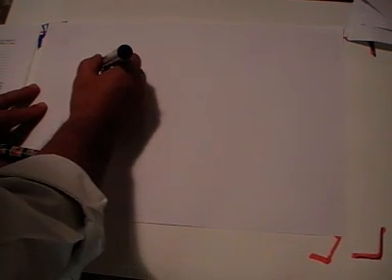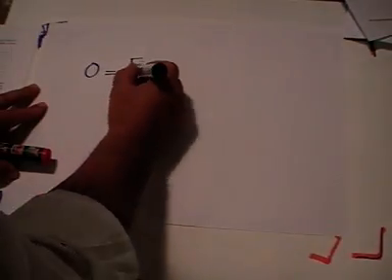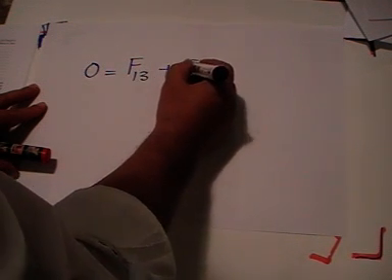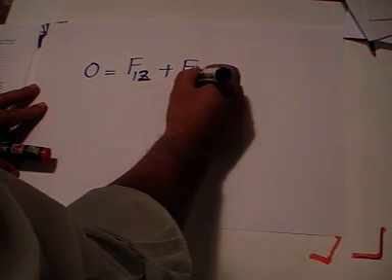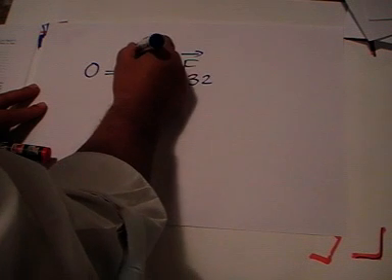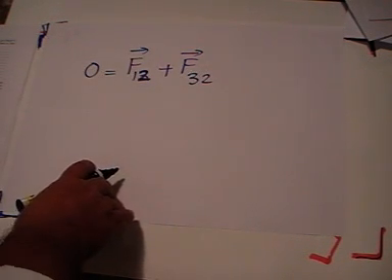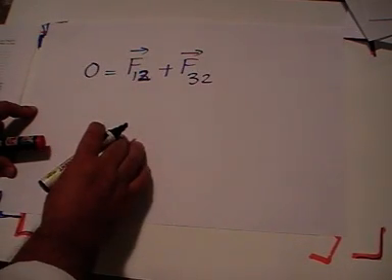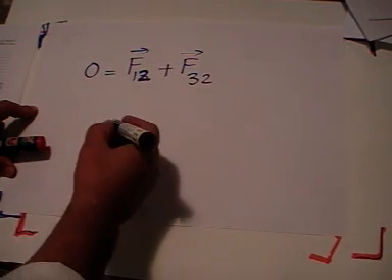So we know that the sum of the forces is equal to 0. That means it's equal to F1 on 2 plus F3 on 2. Now, I know that if I take just the magnitude, because I know both of them, they are in the same direction. In this case, they are along the x-axis.